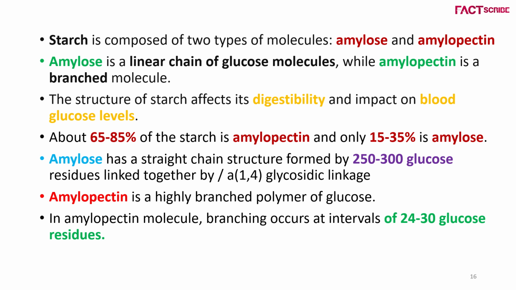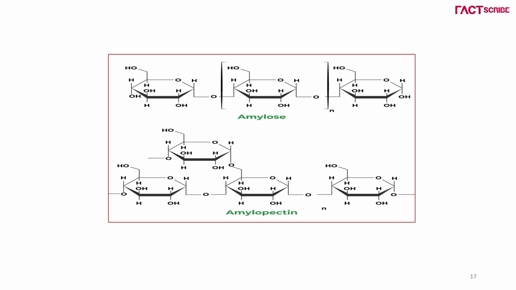Amylose is formed by a straight chain structure that includes 250 to 300 glucose residues linked together by alpha 1,4-glycosidic linkage. Amylopectin is a branched polymer of glucose, where branching occurs at intervals of 24 to 30 glucose residues. This picture depicts amylose, a linear structure, and amylopectin, a branched structure.